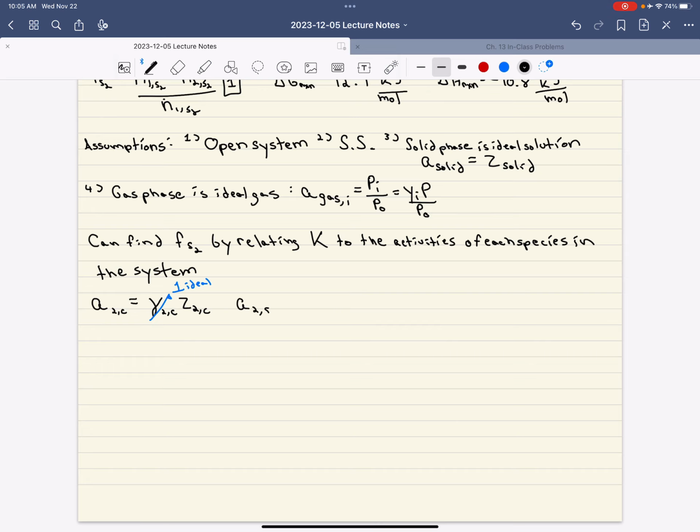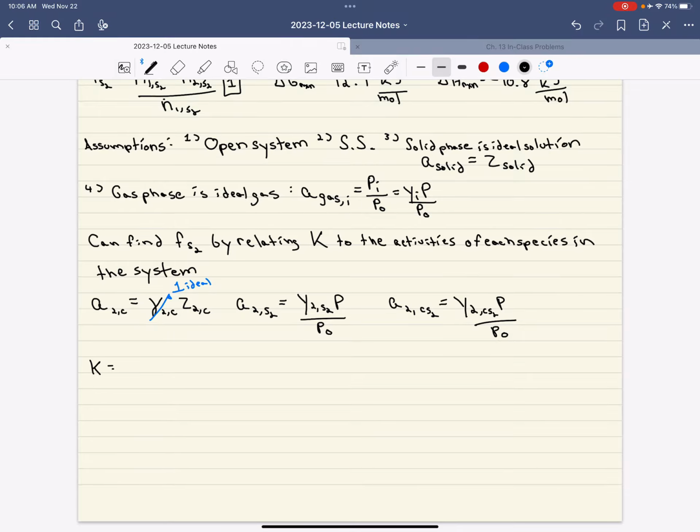For the sulfur, it's in the gas phase. So we made the assumption that the gas phase is an ideal gas. So that's how we would write its activity for the sulfur. And for the carbon disulfide, it's a similar sort of form: CS2 P over P naught. Okay? All right. And so those are our activities.